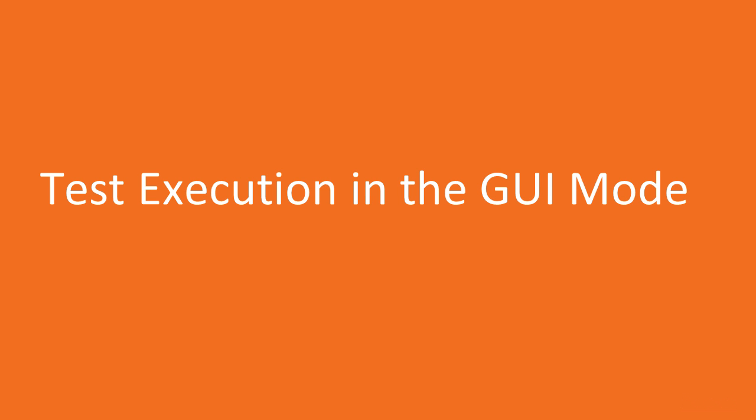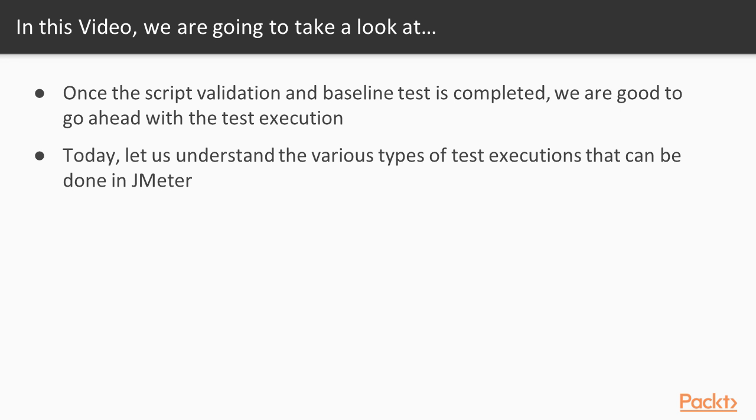Let us start with Topic 1, test execution in GUI mode. We have seen how to validate a script and do a sanity test of that script. Also, we had learned the process of baseline test. Once the script validation and baseline tests are completed, we are good to go ahead with the test execution. Today let us understand the various types of test executions which can be done in JMeter.